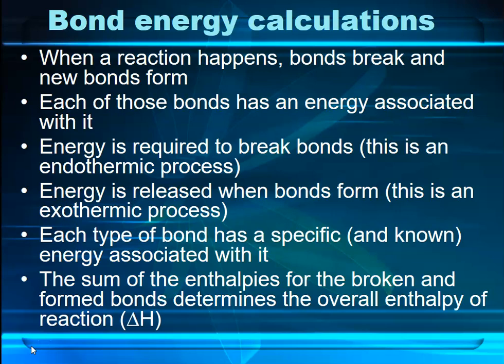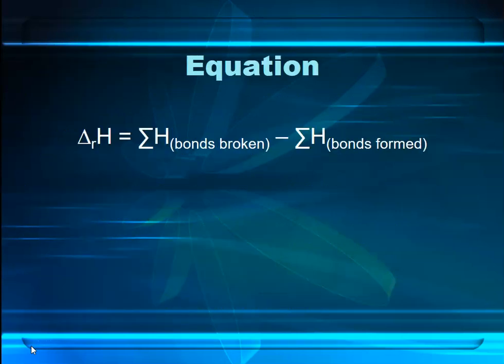So we use a very simple calculation which looks like this. Now that looks fairly ugly, but what it's just saying is that the enthalpy change for the reaction is equal to the sum of the enthalpies of the bonds that are broken minus the sum of the enthalpies of the bonds that are being formed. Now, what does that really look like in practice? Because this is an interesting concept, but what does it really look like in practice?